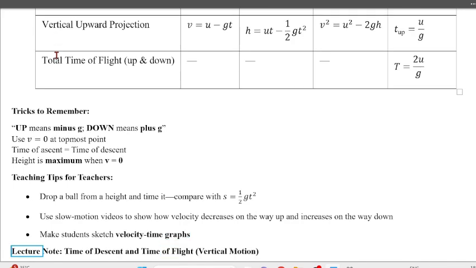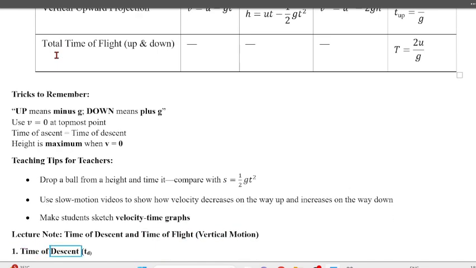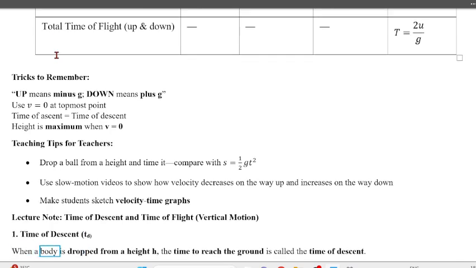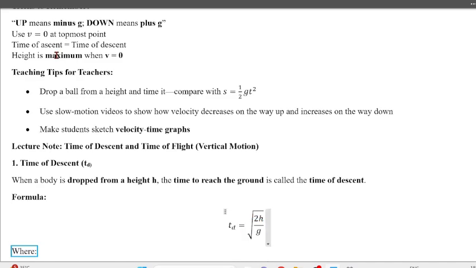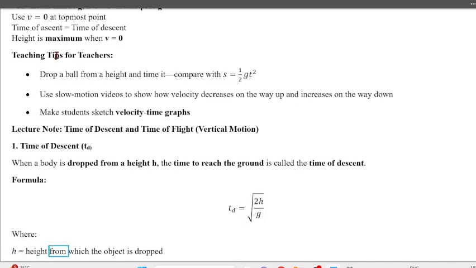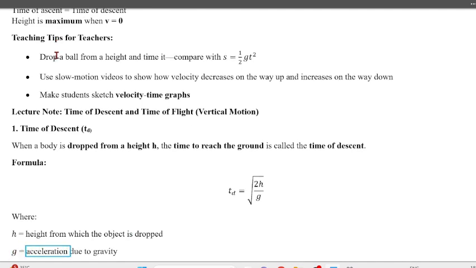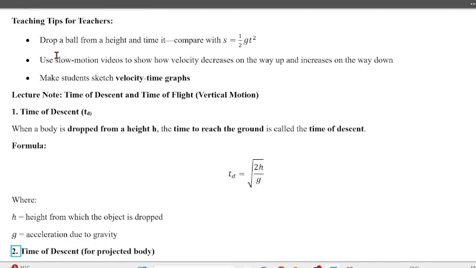Lecture note: time of descent and time of flight. Vertical motion. 1. Time of descent, t sub d. When a body is dropped from a height h, the time to reach the ground is called the time of descent. Formula: t sub d equals the square root of 2h over g, where h is the height from which the object is dropped and g is the acceleration due to gravity.